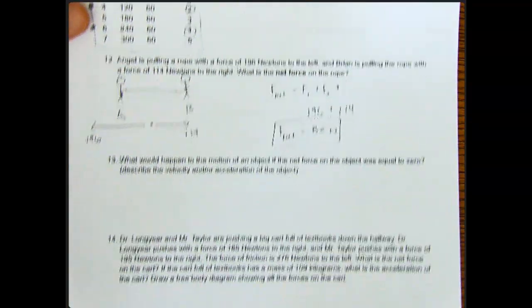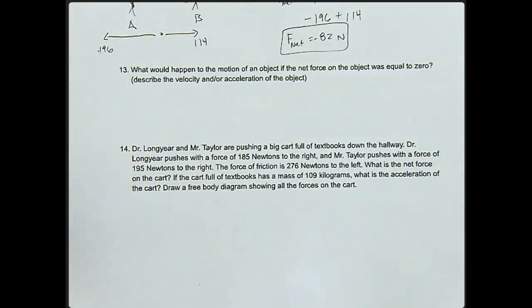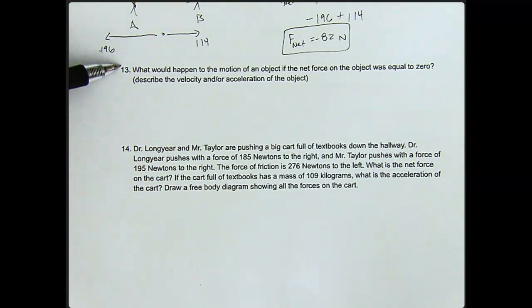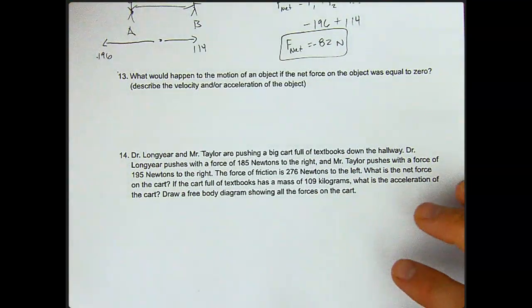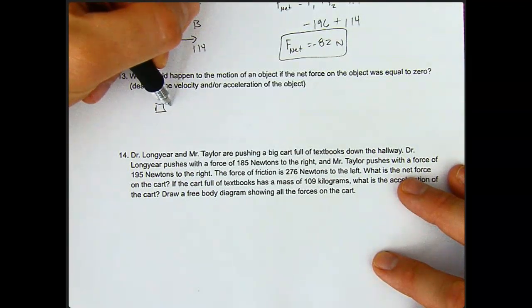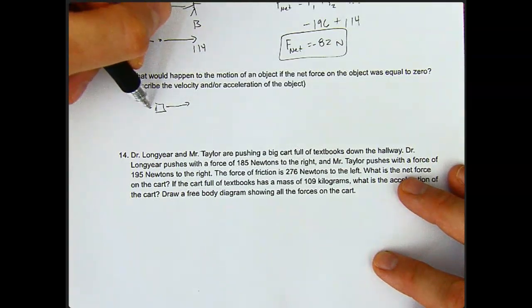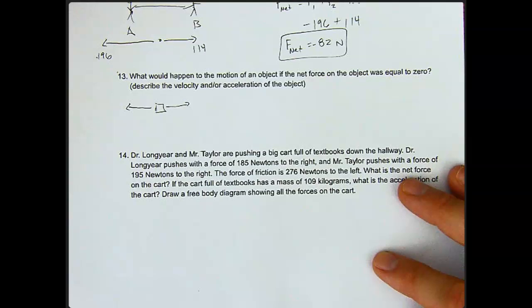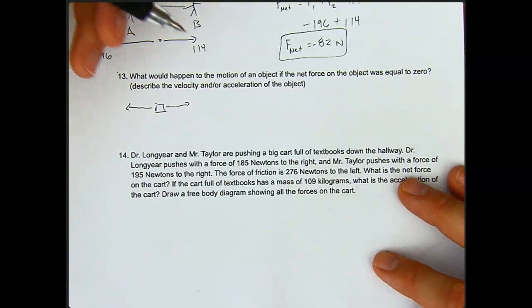All right, and then real quick, I'll quickly talk about 13. What would happen to the motion of an object if the net force on the object was equal to 0? You can imagine that there's a block here, and we might be pushing it this way, but there might also be the force of friction this way. If those two forces are equal, then the object will not be accelerating. So if the net force is 0, then acceleration has to be 0.